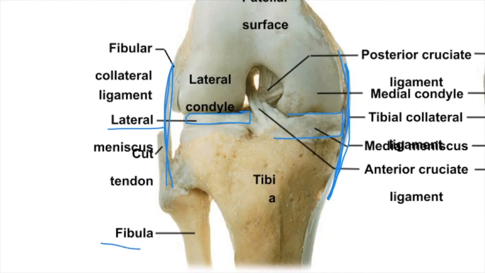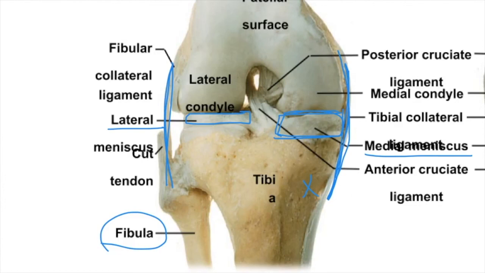Here's the lateral meniscus. How do we know it's lateral? There's the fibula. The fibula is lateral. It's on the outside, right? Here's the medial meniscus. How do we know it's medial? Because it's the tibia over there, right? The fibula is on the outside, tibia is on the inside. So that's the medial meniscus.